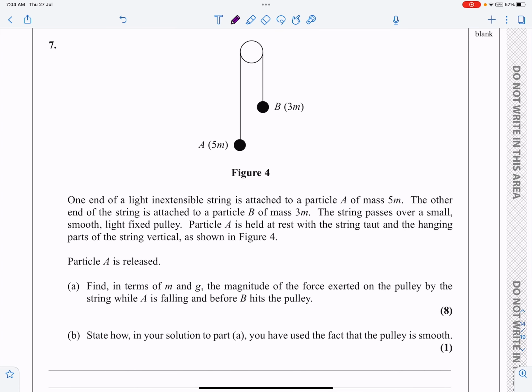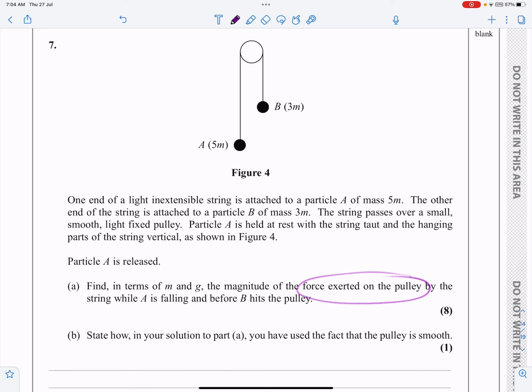So we've got our usual things. It's a light inextensible string. We've got 2 masses, one's 5m, one's 3m. It's a smooth pulley. And then particle A is held at rest. Particle A is released. What happens? What have we got to do? We've got to find the magnitude of the force exerted on the pulley. Yep, so we just need to talk about that a little bit at the end. But in effect, what I've got to do, set up my system, work out the acceleration, work out the tension, and then once I've got those 2 things, I can find the force on the pulley.